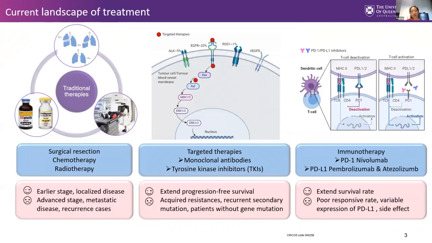The current treatment for lung cancer patients mainly includes 3 areas, depending on at which stage the patients are diagnosed. But due to the complexity of the disease itself and the limitation of each therapeutic method, the survival rate remains very low for lung cancer patients.